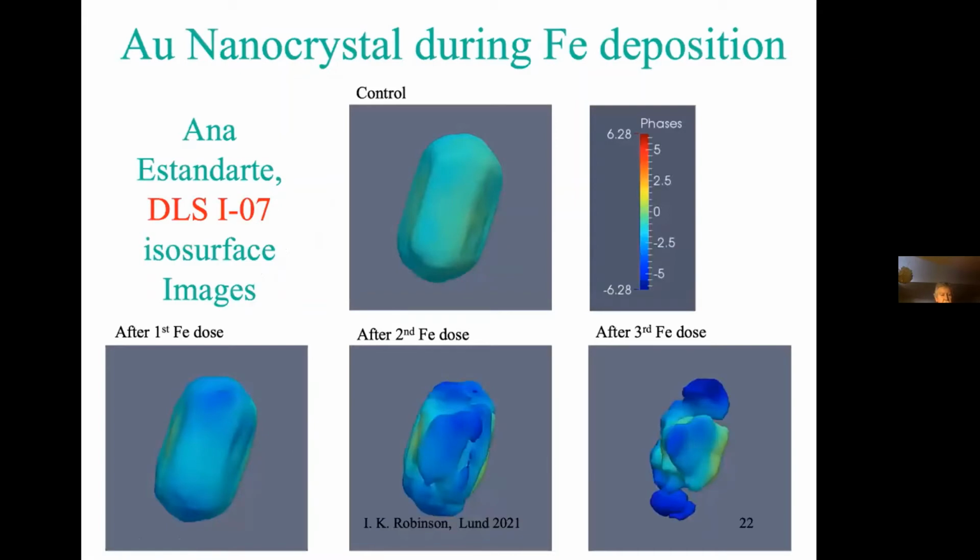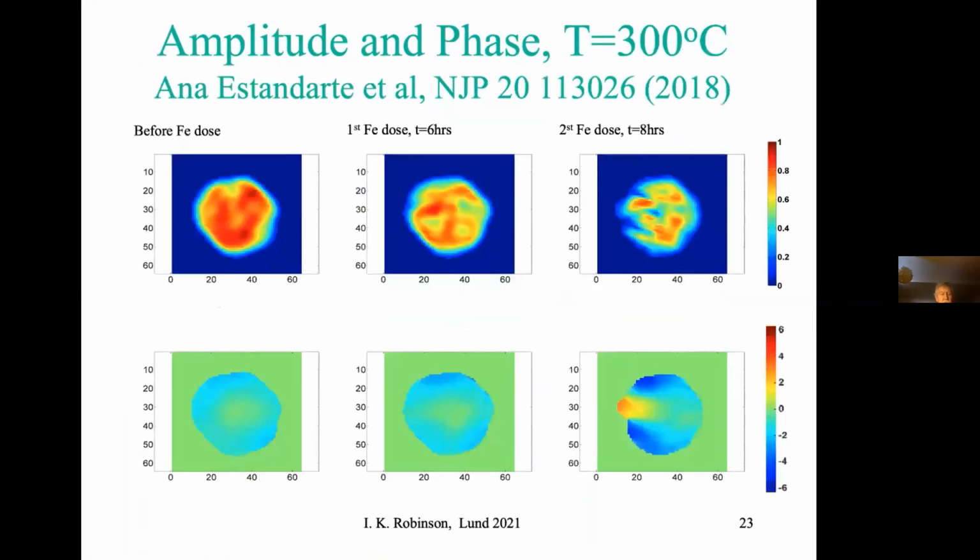Okay, so this is now older work. This was Anna Standarte's work that was done at Diamond, but she studied gold nanocrystals during iron deposition, and we were trying to look at the formation of a gold-iron alloy, and we got very good images of this as a function of time and deposition dose. And if you look at the cross sections of those images, this was published in 2018, but we didn't give a proper explanation of where the strain came from.